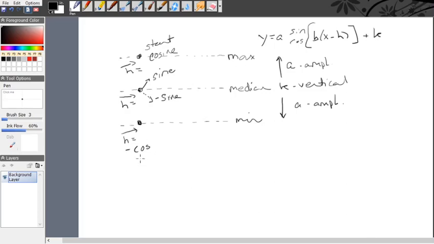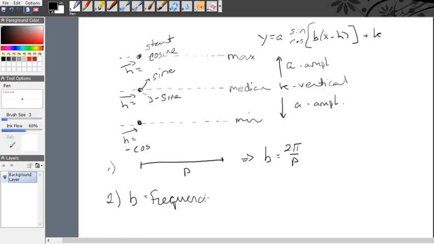So the last question is two parts. One, are we given the period of the function? If we are, then the frequency is 2 pi divided by the period. Alternatively, are we given the frequency? If we are, then we're done, because this goes into the equation as it stands.